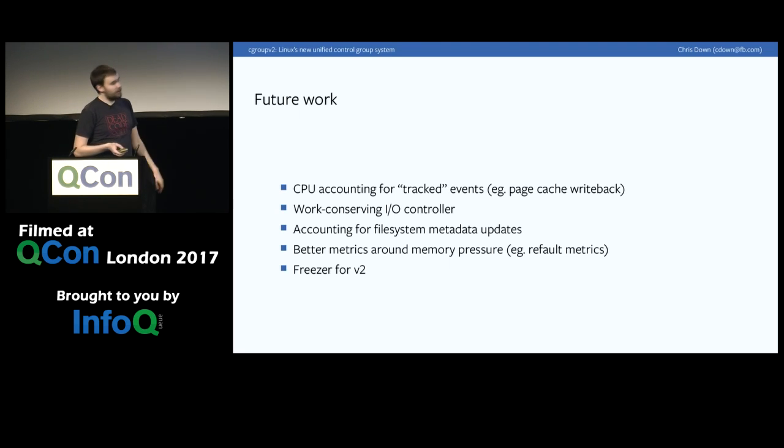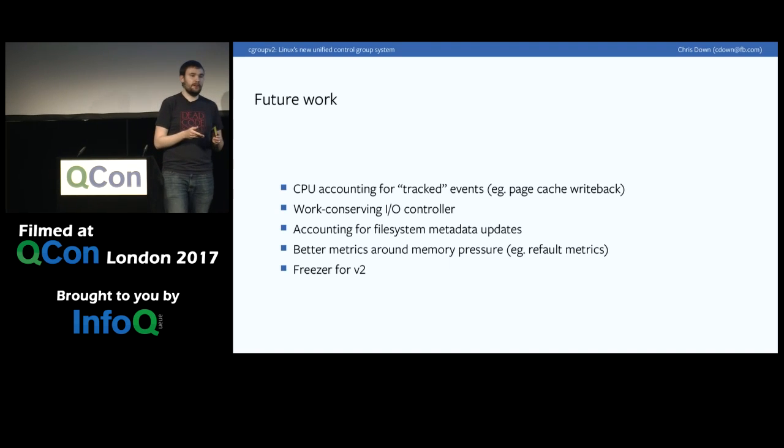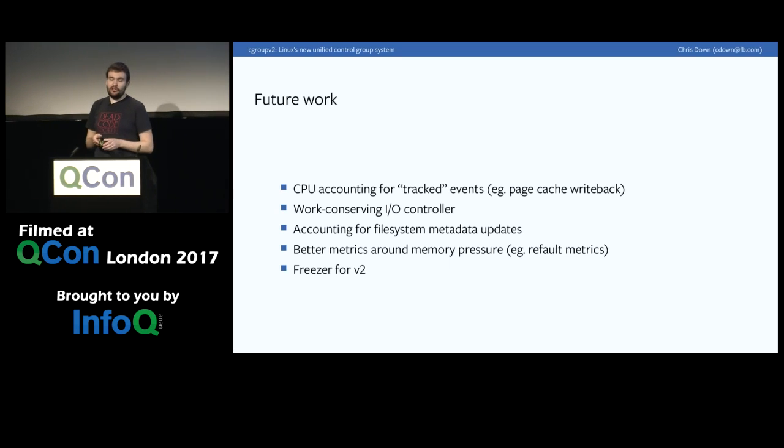V2 also has a whole bunch of improvements on what kinds of I/O we can account for. For example, now we can account for writeback. But one lacking aspect is tracking of file system metadata, like dentries and inode metadata. File system metadata is generally pretty hard to account for in the kernel. But this is something we are interested in working on, but it may take some time.